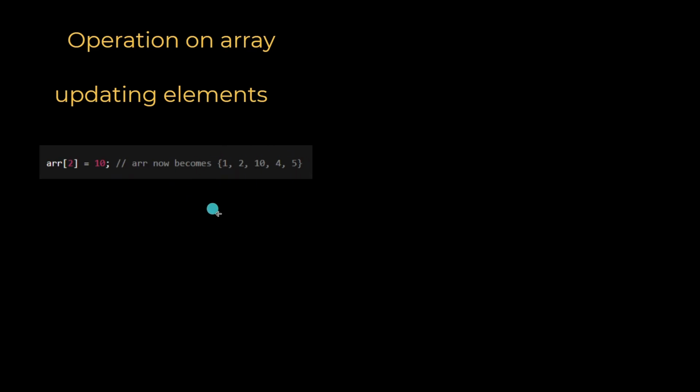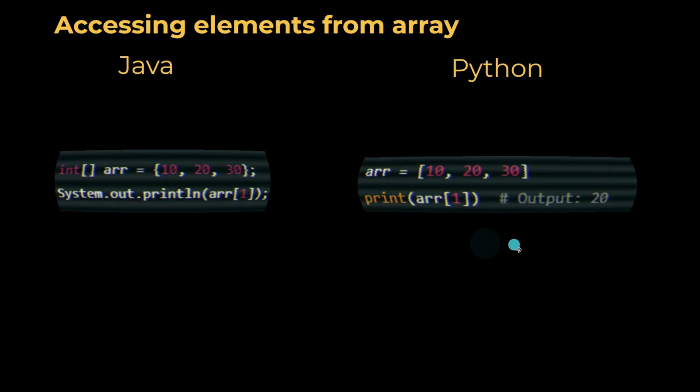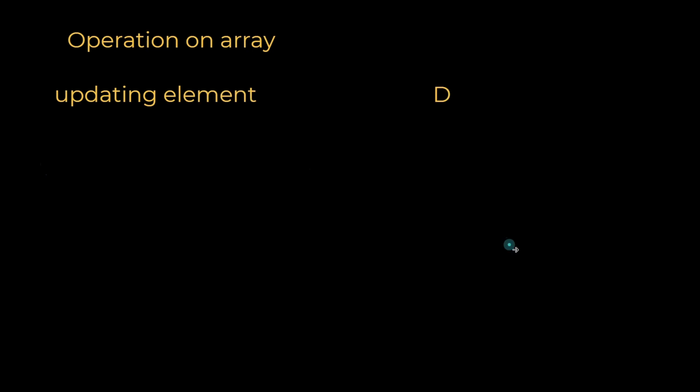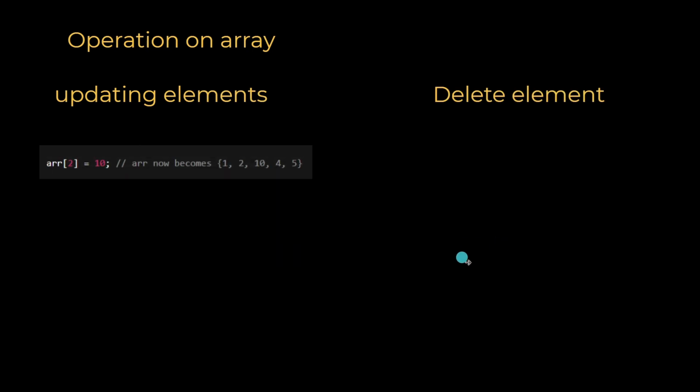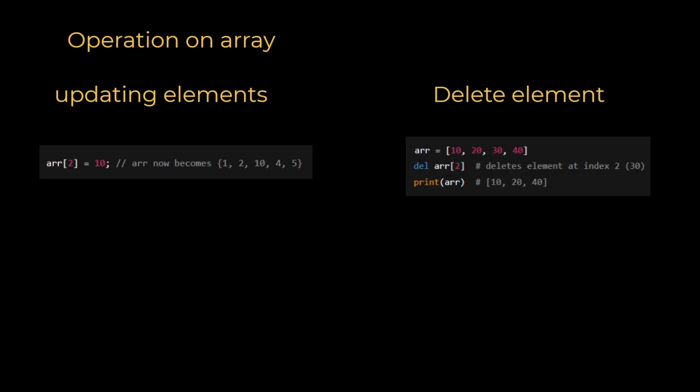Second thing is deletion of elements. Suppose here, if you see, this is an array, we can simply use the delete keyword. So we can delete the element at index 2. Here at index 2 it's 30. After we use the delete keyword, when we print, it shows 10, 20 and 40.